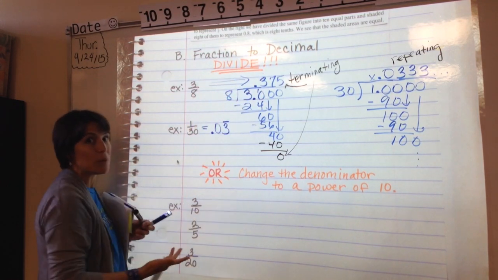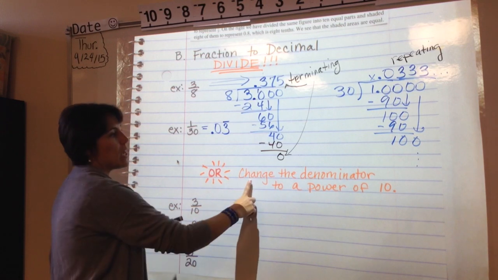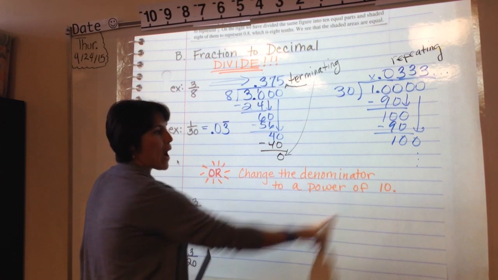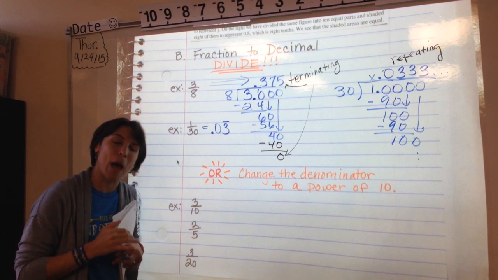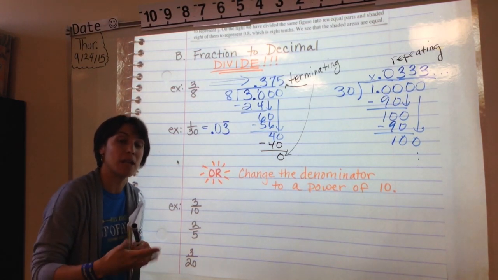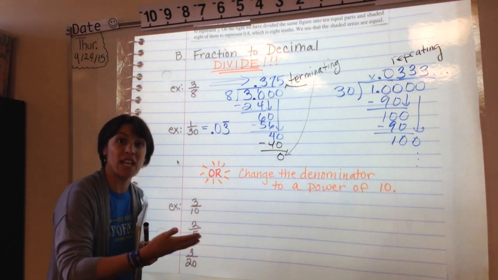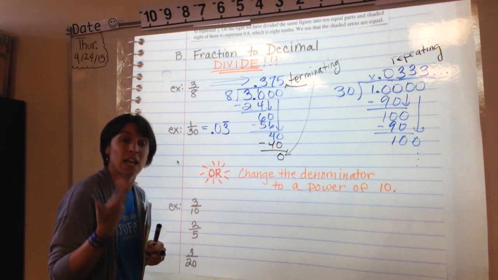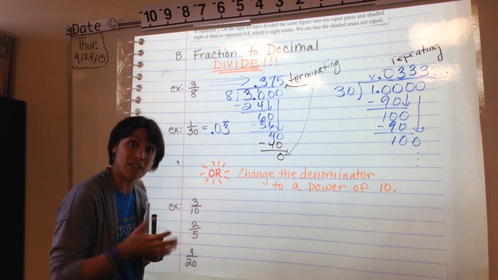All right, so one way to change fraction form to decimal form is to divide, or there's a simpler way sometimes, not always. You could also change the denominator to a power of 10. Let's review. What are powers of 10? 10. 10 times 10, 100. 10 times 10 times 10, 1,000. So if the bottom number is a 10, 100, or 1,000, that's your friend because that's decimal form.